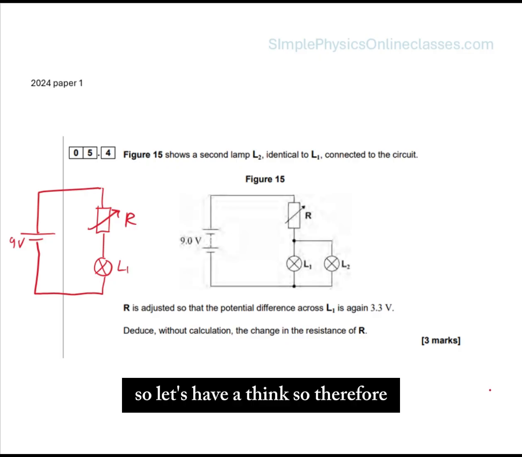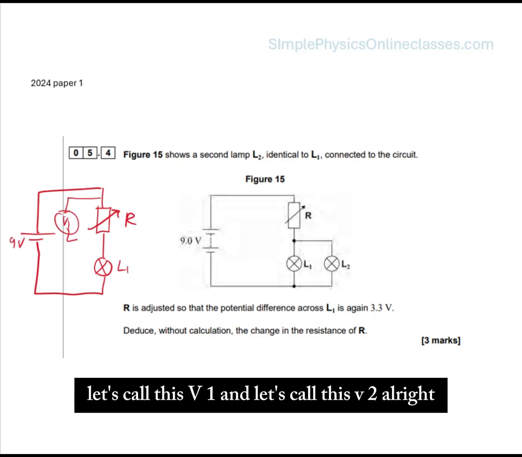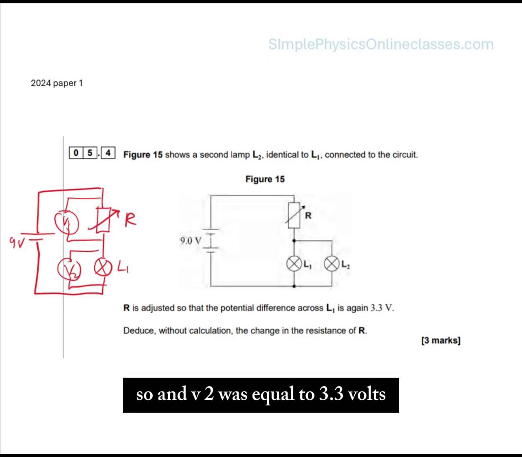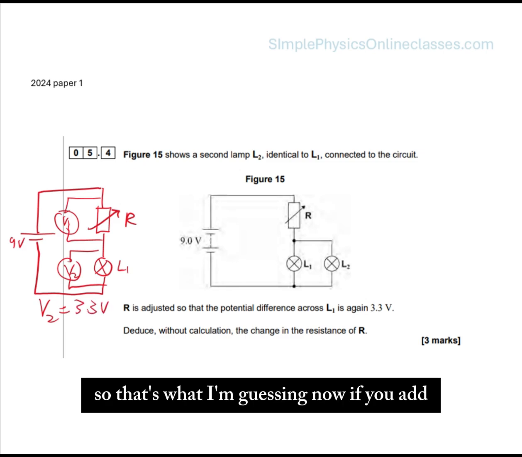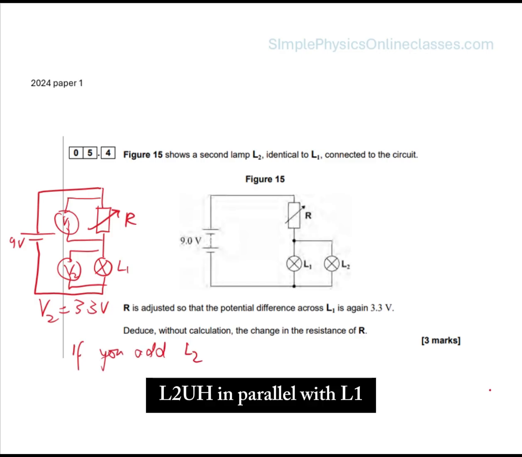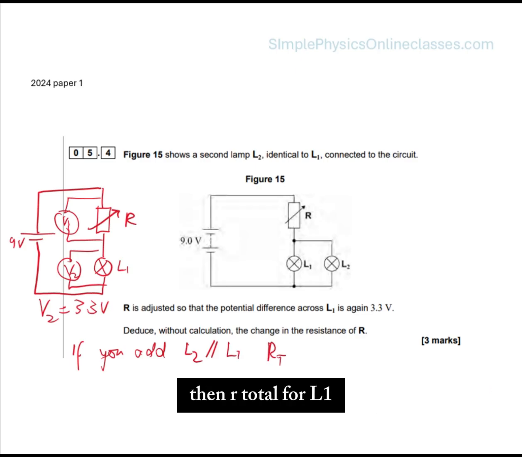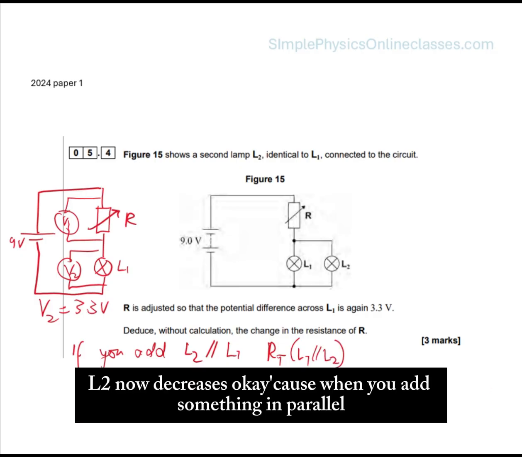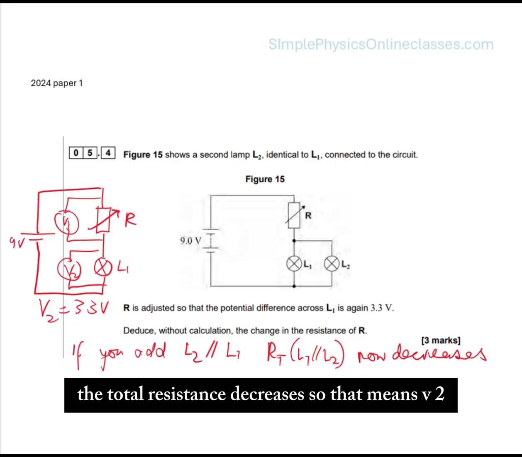So let's call this V1 and let's call this V2. All right, so V2 was equal to 3.3 volts. So that's what I'm guessing. Now, if you add L2 in parallel with L1, then our total resistance for L1, L2 now decreases, because when you add something in parallel, the total resistance decreases.